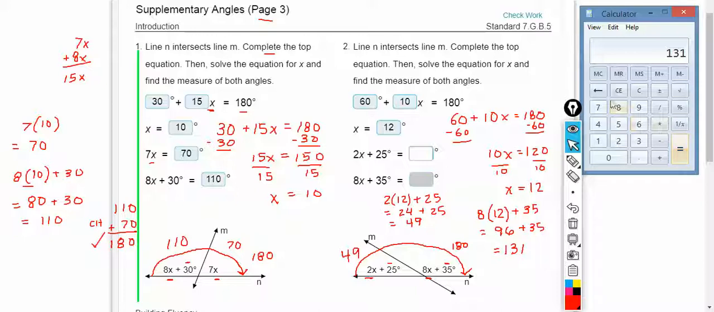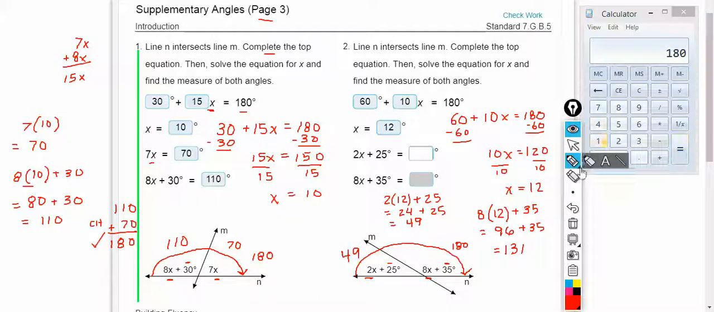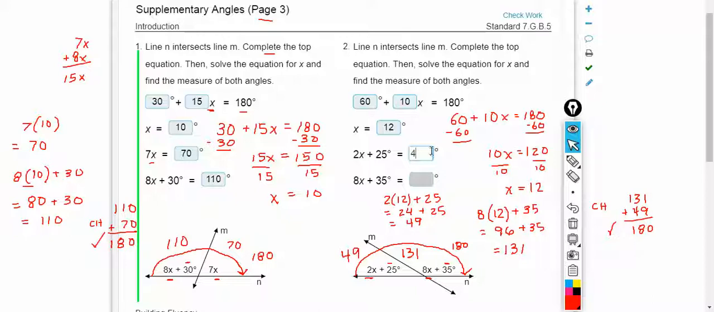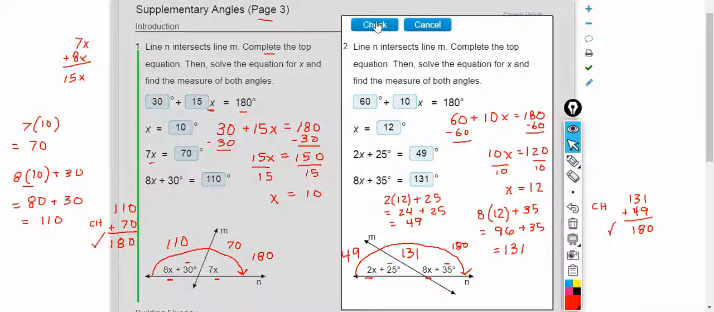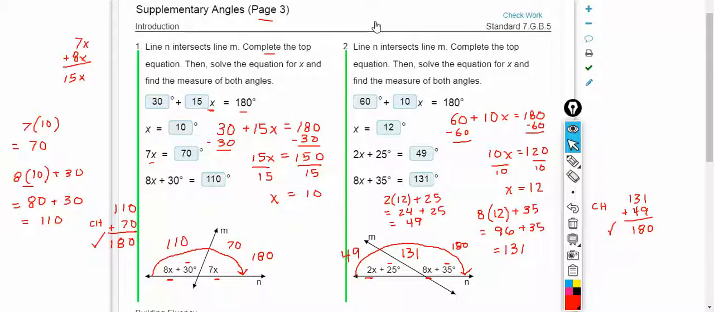Okay, so when we add 131 plus 49, we should get 180. So our check was 131 plus 49, giving us 180. So that looks good. And we said that this is 131 degrees, 49, 131, check. Alright, that looks good.